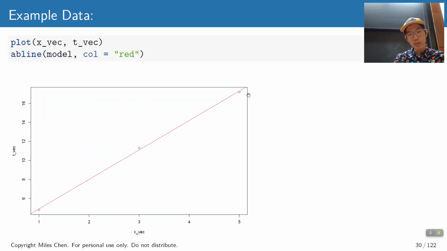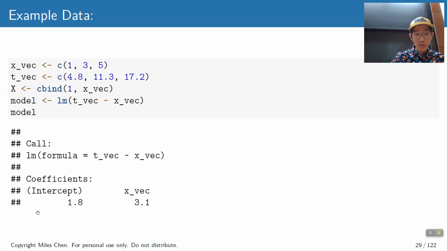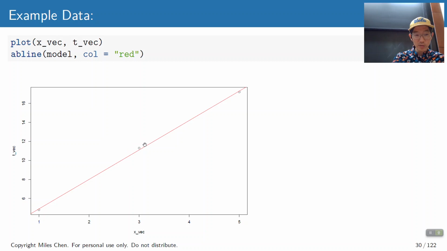And if I plot this, these are our 3 data points, 1, 4.8, 3, 11.3, and 5, 17.2, and our fitted line looks like this. So this is the answer.